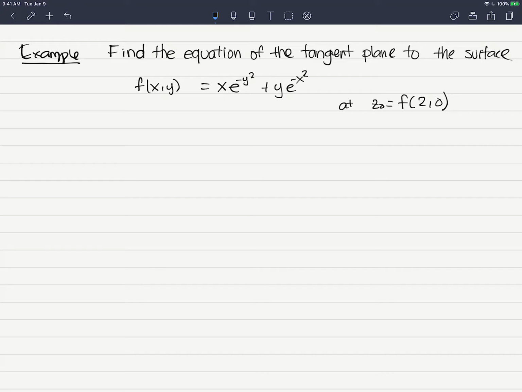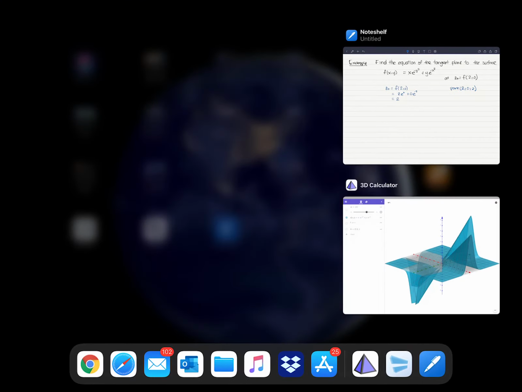Okay, so at the point when x is 2 and y is 0, first I'm going to find what the z value is. So what I'm looking for is f at (2, 0). That's the output of this function. So it would be 2 times e to the 0, right? I'm plugging in x and y into this function above. And then it would be 0 times e to the negative 4, sorry. So it doesn't matter, that's a 0. So this is 2. e to the 0 is 1, so the point is (2, 0, 2). So let's go back and just plot the point to see where that is.